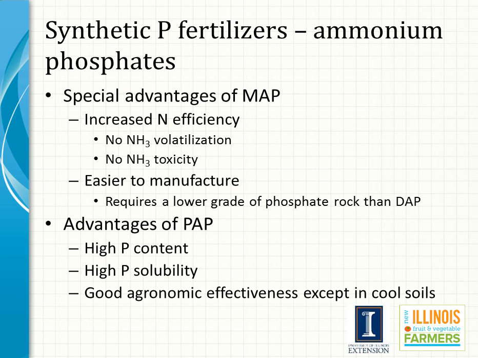Again, advantages of monoammonium phosphate include increased nitrogen efficiency, no ammonium volatilization, and no ammonium toxicity. Monoammonium phosphate possesses an extra benefit in that it can be manufactured from a lower grade of rock phosphate than diammonium phosphate. Polyammonium phosphate has advantages in that it is high in phosphorus content, high phosphorus solubility, and good fertilizer use efficiency values except in cool soils.